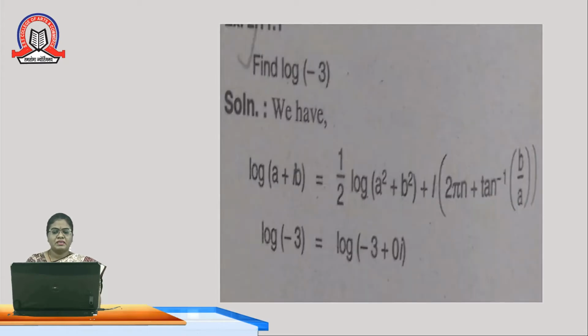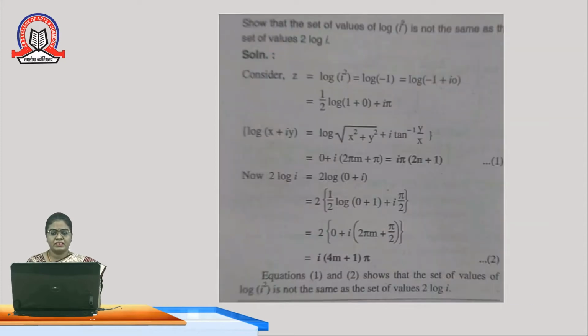Next problem: find log of minus 3. Here we are directly substituting the value of minus 3, which is the real part, in the formula. So we get log of minus 3 equal to log of minus 3 plus 0i. Substituting in the formula we will get the answer.